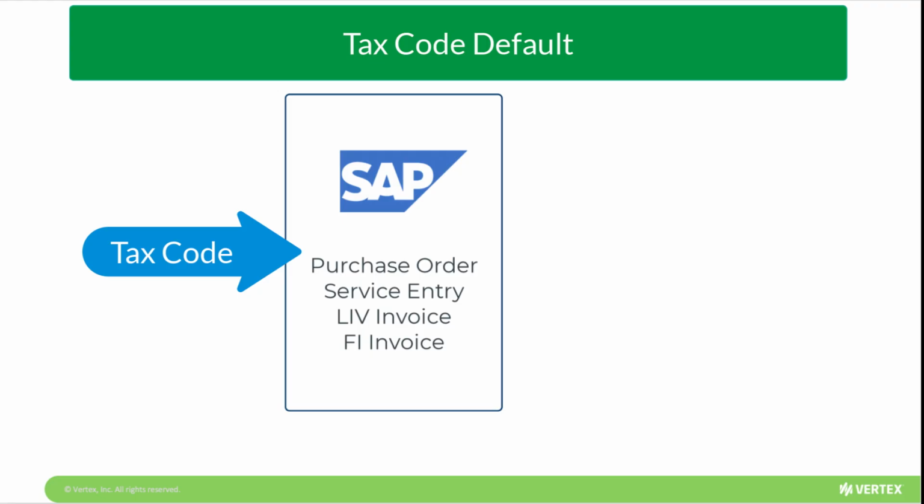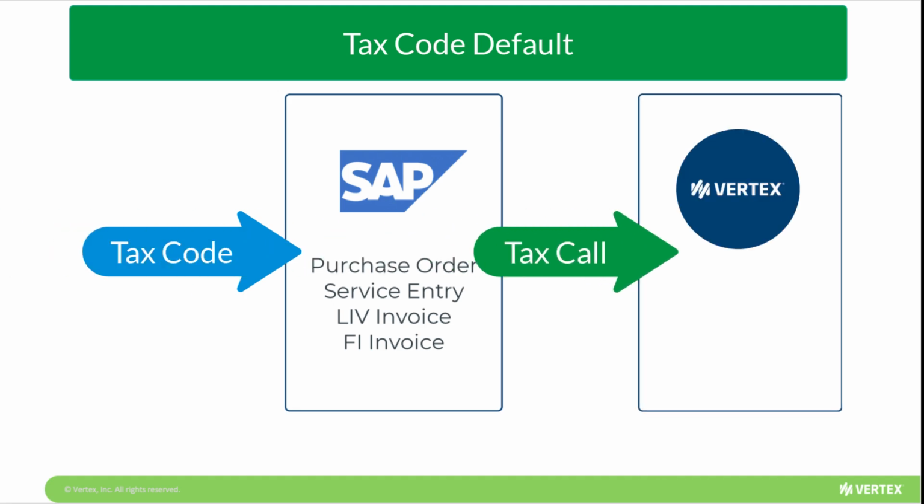You may be wondering why tax codes are important. Tax codes in SAP are a key driver in triggering the call to Vertex for each transaction line and ensuring that the right type of tax is calculated and accounted for. For example, tax codes define if we are paying sales tax to a vendor versus self-assessing consumer use tax.